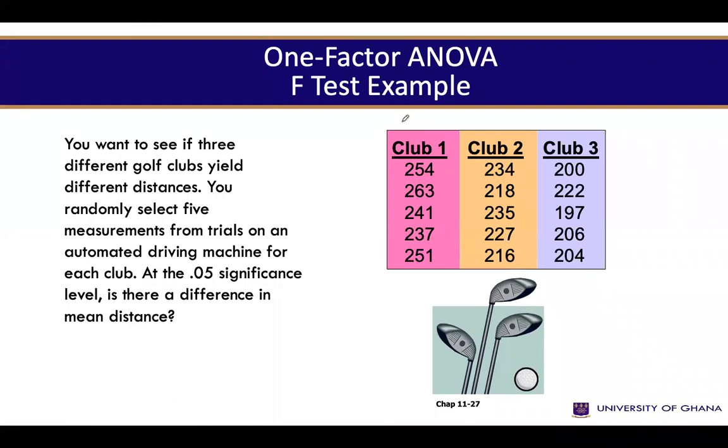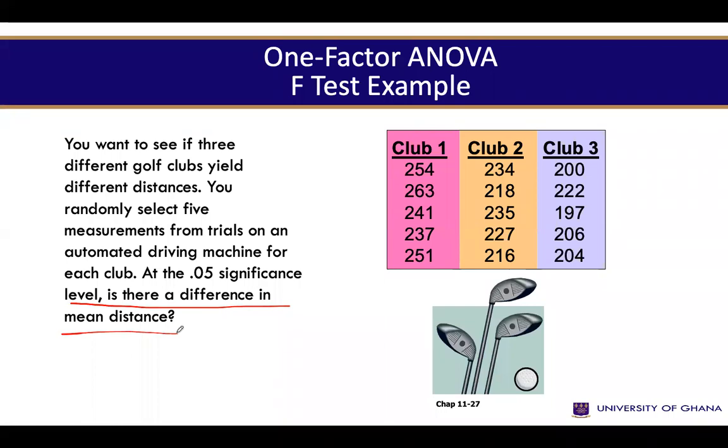Okay, you want to see if 3 different golf clubs yield different distances. So you randomly select 5 measurements from trials on an automated driving machine for each club. The question: at the 0.05 level of significance, test whether there's a significant difference in the average distance. So you have 3 different golf clubs, and each of these golf clubs gives you different distances. What we are really interested in is whether there is a difference in the average distance traveled.